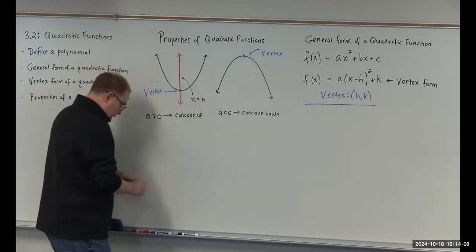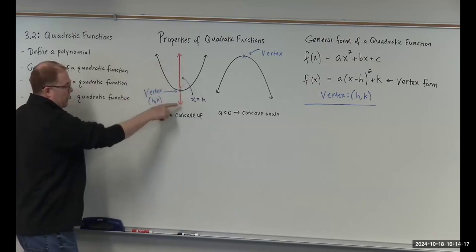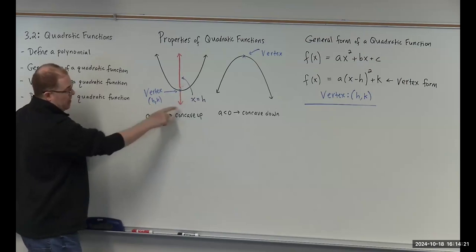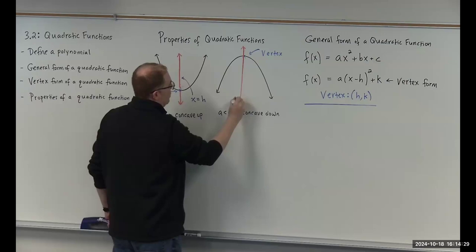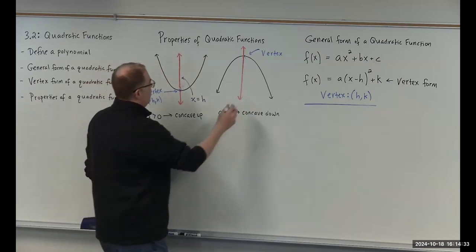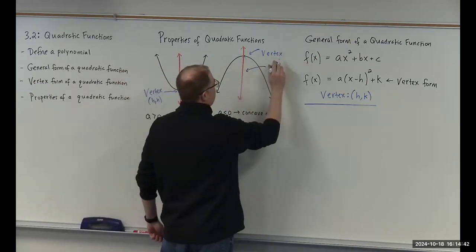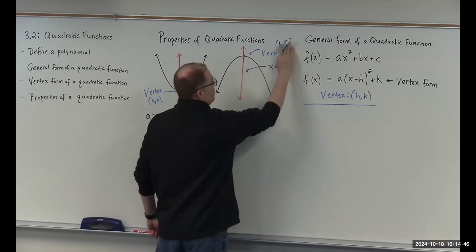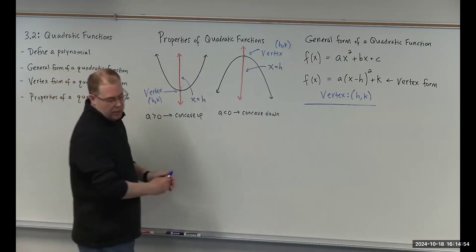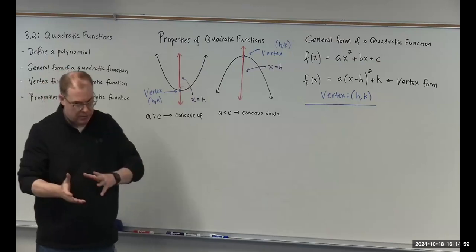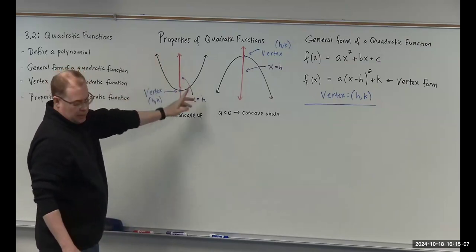Because remember, this vertex occurs at h, k. Since this line is going to go through, it's x equals whatever the x value is here, in this case, h. Likewise, same thing here, we have our axis of symmetry, and the equation for that will also be x equals h. Since we're calling this h, k, h is your x value and that's your y value. Same thing here: input, output, that idea. So every quadratic function has a line of symmetry.